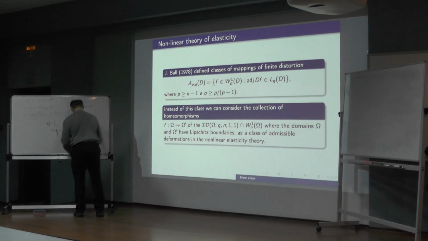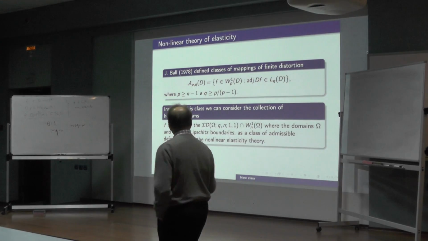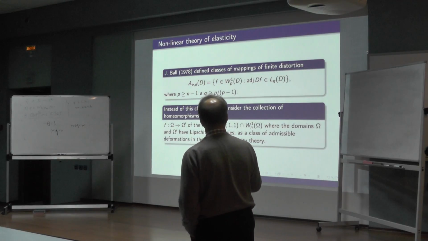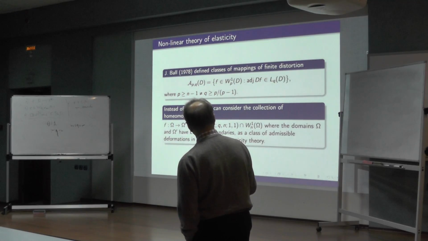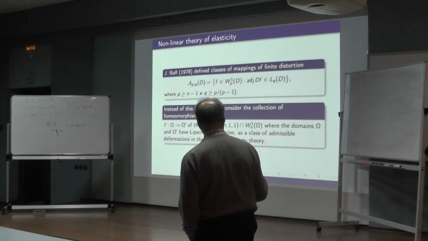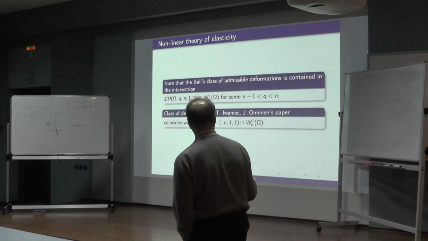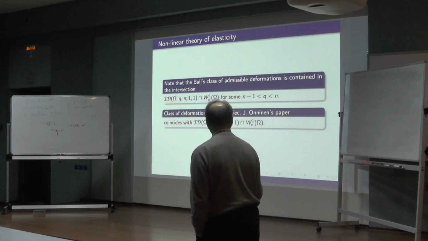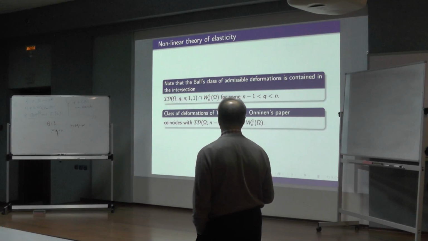And what is interesting is the following, that this class of Ball is contained in this class for some q. It may be different from this q, but it means that this class is contained in this class. And from one side and from another side, there is also an approach given by Van Jessen only. And their class coincides with this, it is exactly this class of mappings.